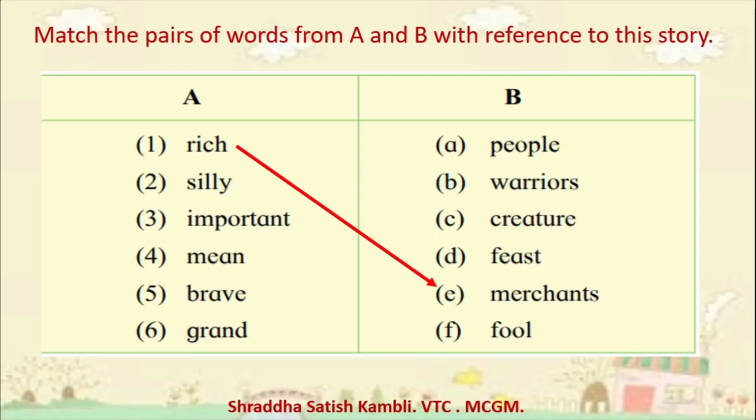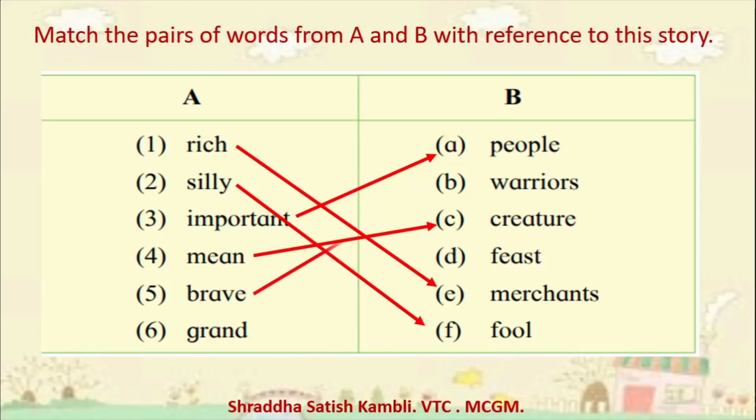The king had invited the rich merchants to a party. Then you have silly. So who was silly? The fool was silly. And who was foolish? The dragon was foolish. Important. People. The king had invited many important people. And then you have mean. So who was mean here? The creature, that is a dragon, was mean here.